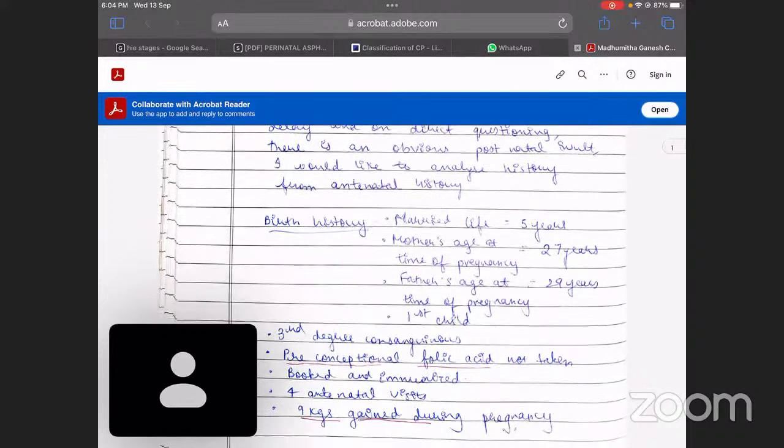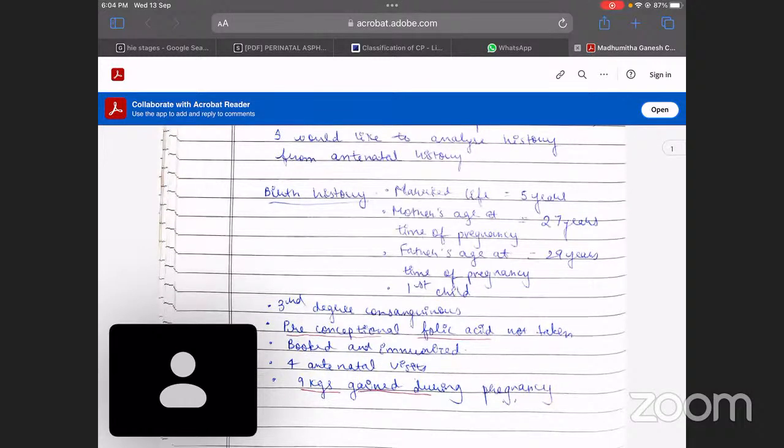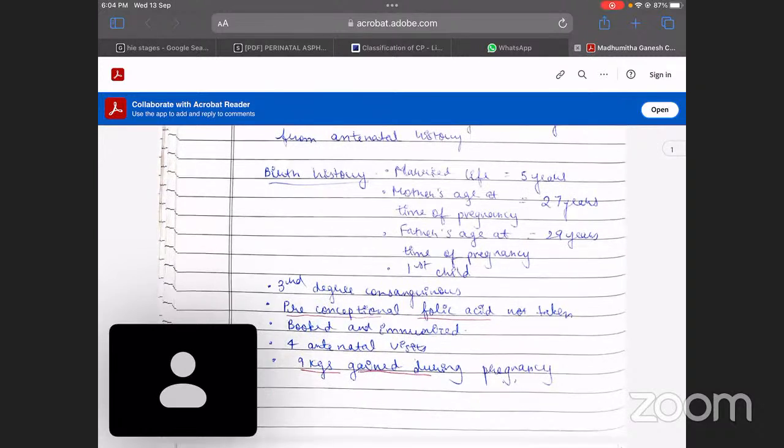Birth history: married life is for 5 years. Mother's age at time of pregnancy is 27 years. Father's age at time of pregnancy is 29 years. It is a third-degree consanguineous marriage. Preconceptional folic acid is not taken. We normally take preconceptional folic acid for 4 weeks prior to conception. The pregnancy is booked and immunized. She had 4 antenatal visits, and her weight gain during pregnancy is 9 kgs. A viva question can be what is the normal weight gain during pregnancy, and that is around 8 to 12 kgs or 9 to 11 kgs.